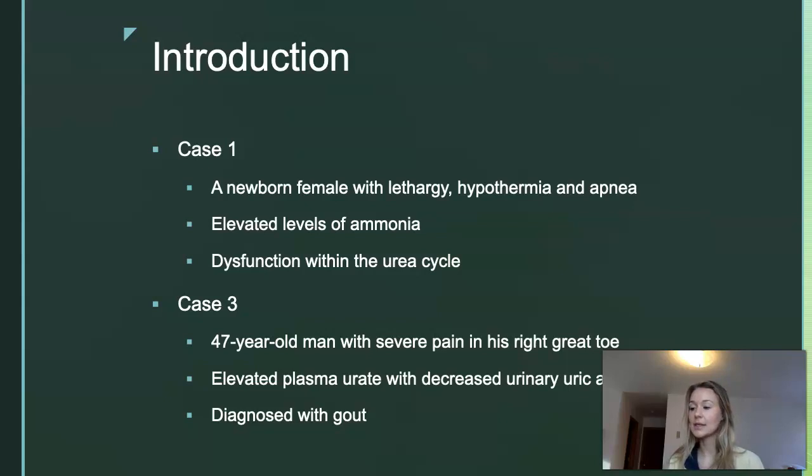Our second case is case study 3, and as I stated, we'll be meeting a 47-year-old patient who comes into the clinic complaining of pain in his great right toe. Based off of labs that are collected and clinical presentation, a diagnosis of gout is made.